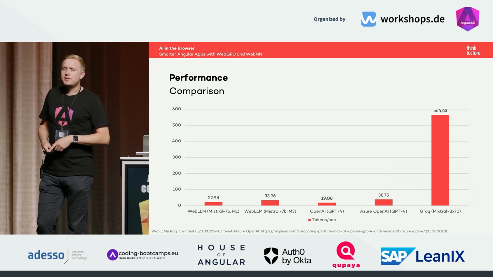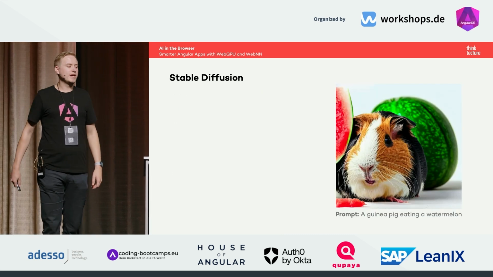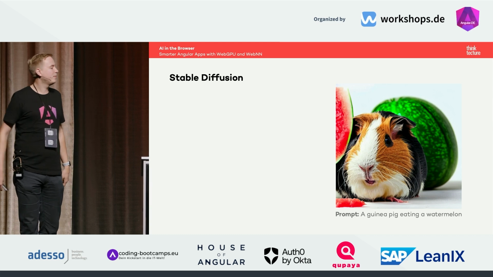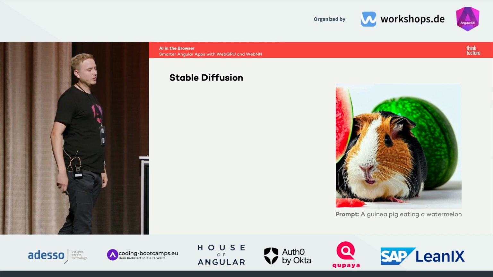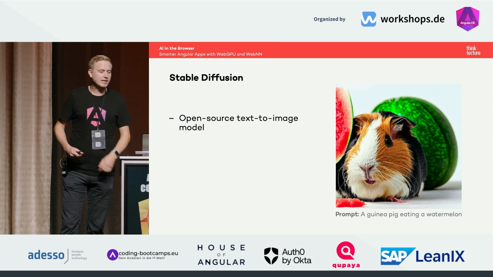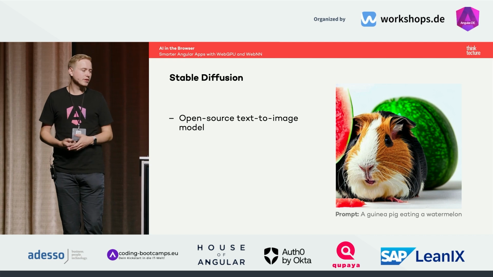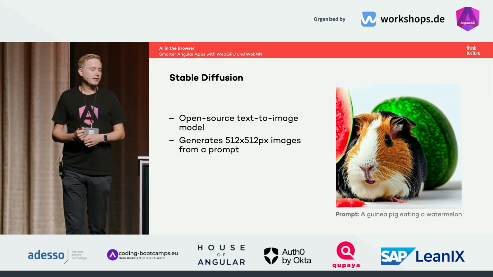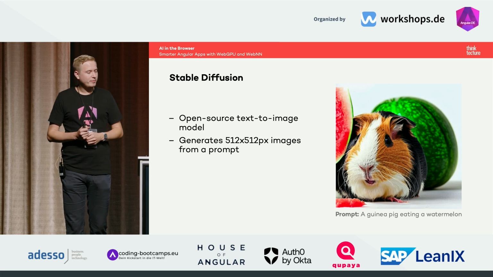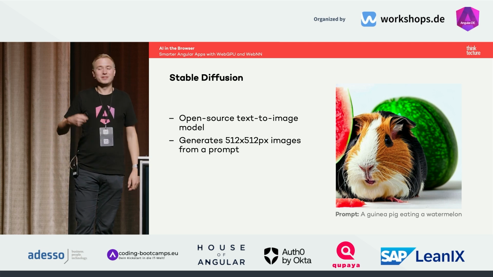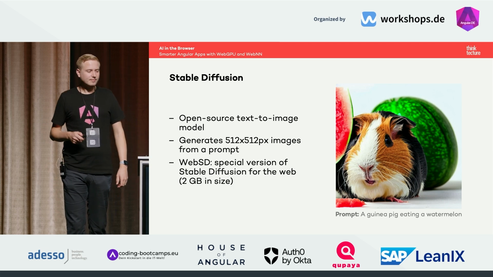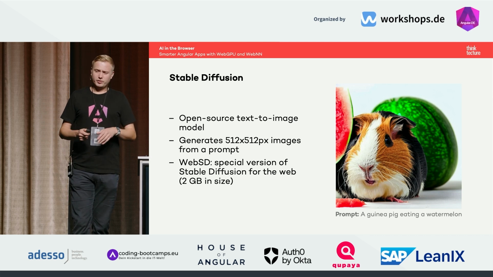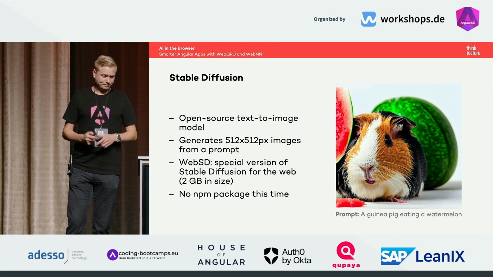Now, I've also promised you image generation, so we also want to have a look at that. So basically implementing generative fill in our Angular app. And there's a solution for that as well. We used the Stable Diffusion model here. It's an open source model created in Germany, in Munich, by the way. It generates 512 by 512 pixel images from a natural language prompt. There's a specialized version of it called WebAssembly, which is 2 GB in size, which works on the web.